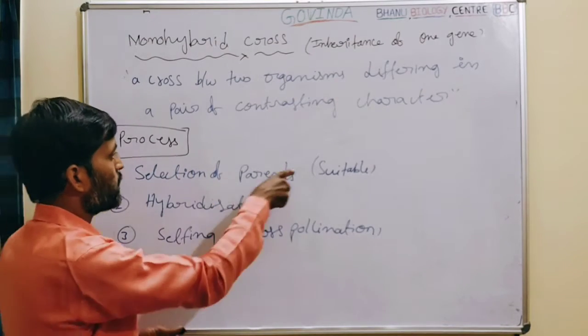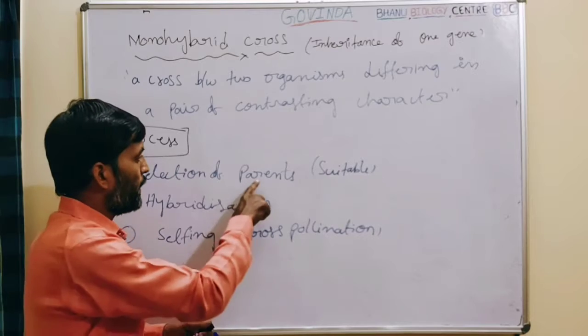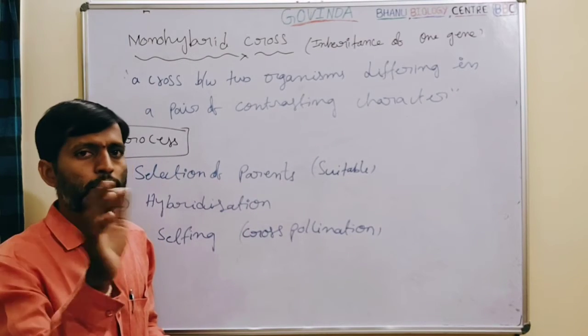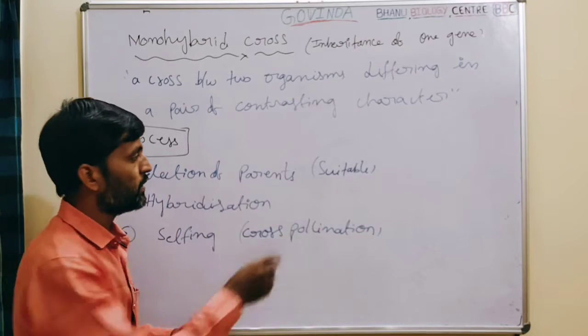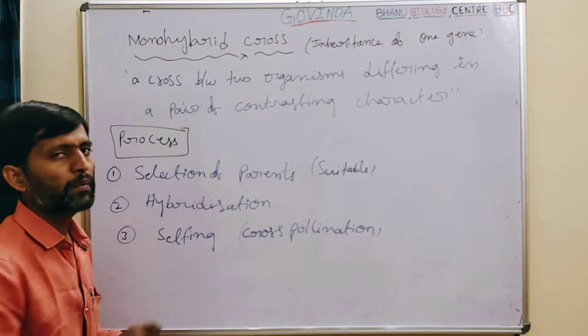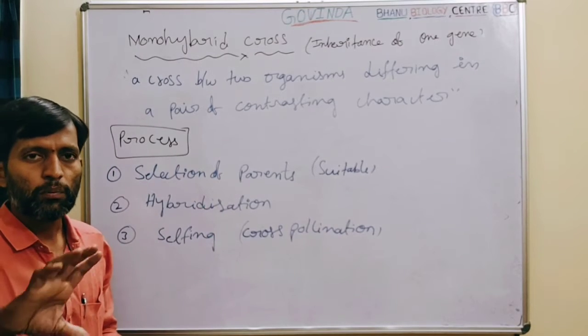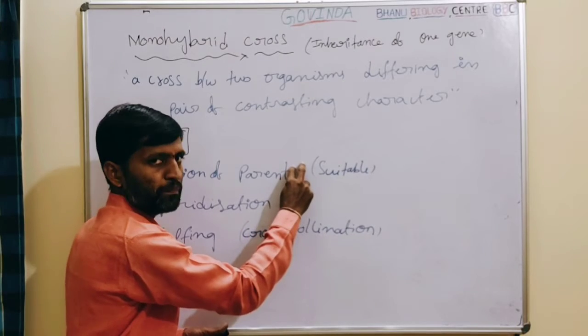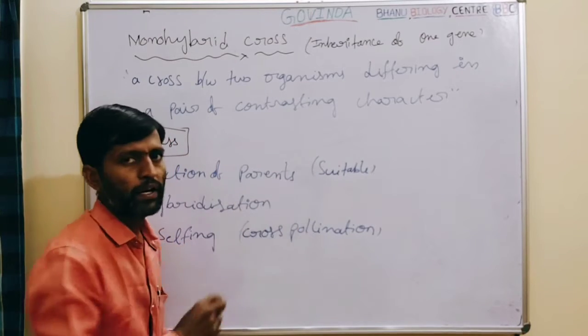The first step is very simple. Mendel selected the suitable plants for the experiment as parents. It represents the parent generation. The second one is hybridization. What is hybridization? The process of making a cross between these two parents is called hybridization.